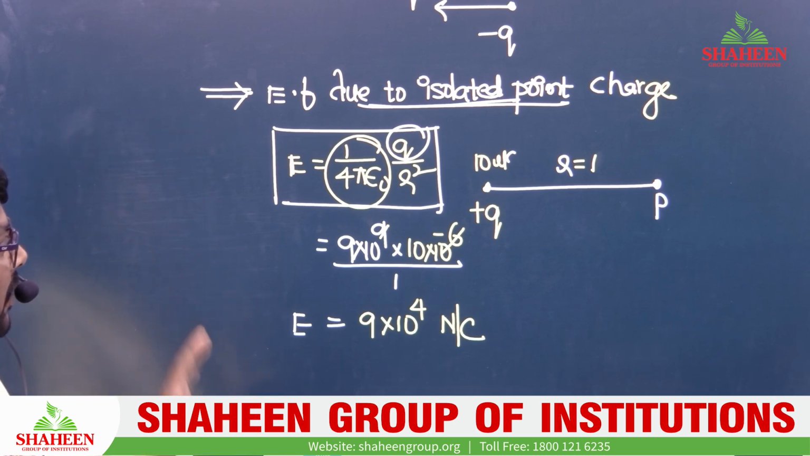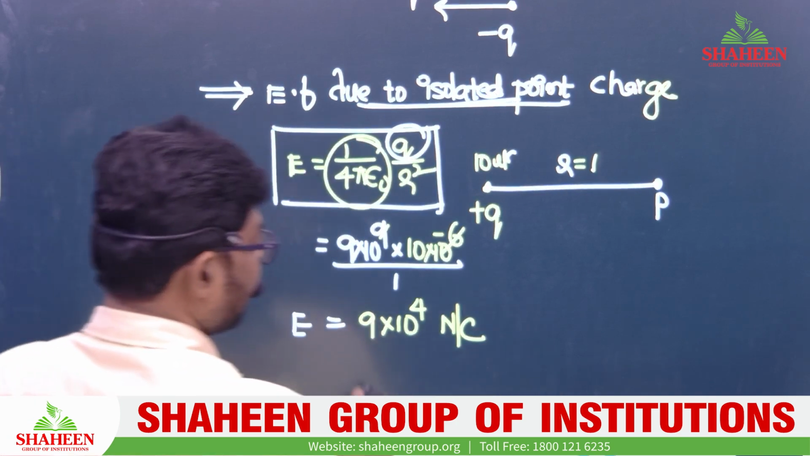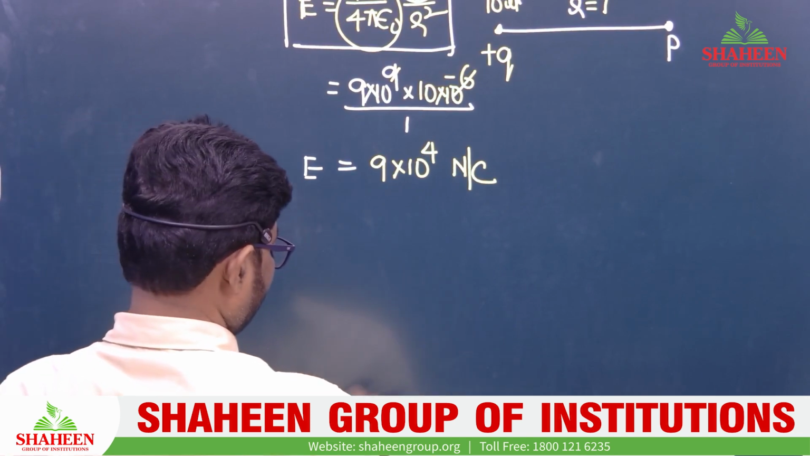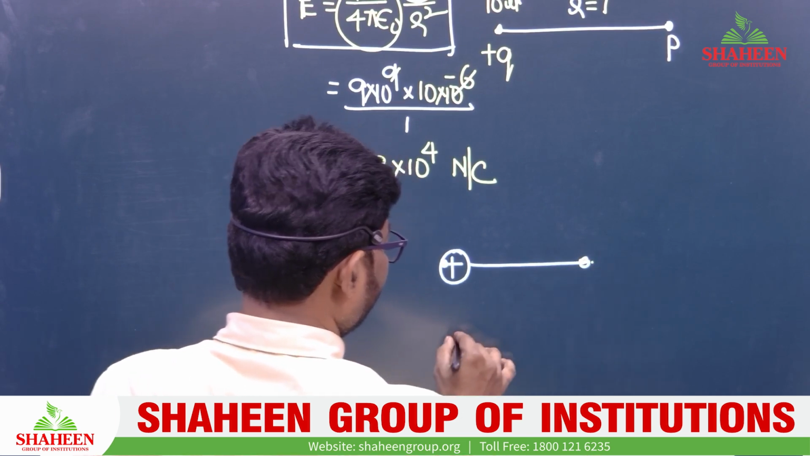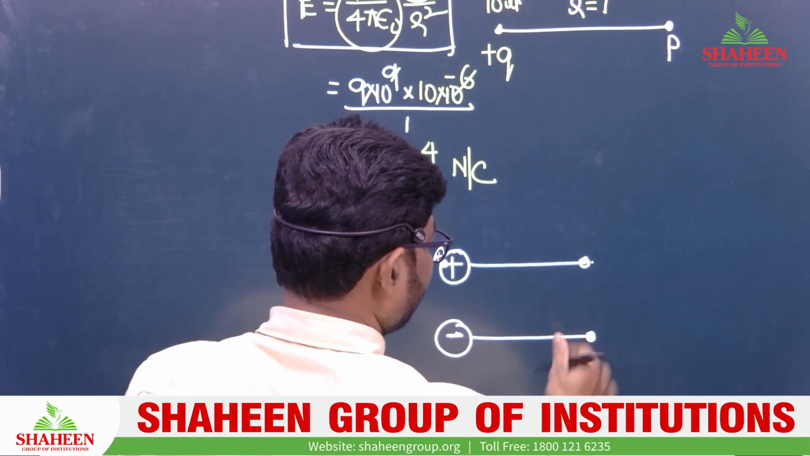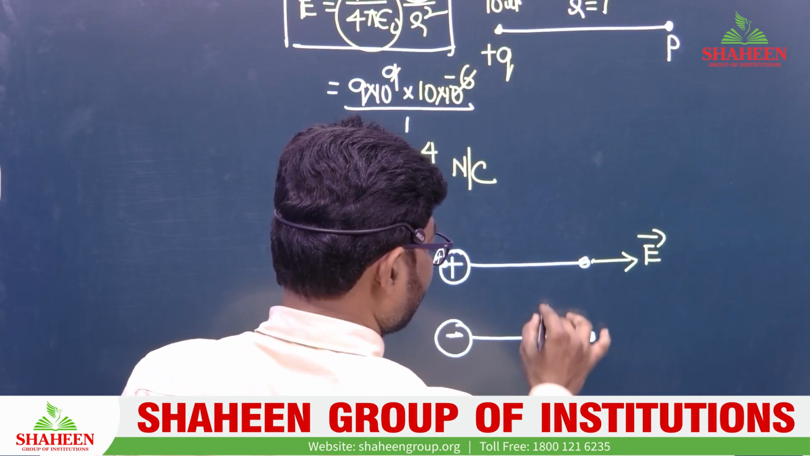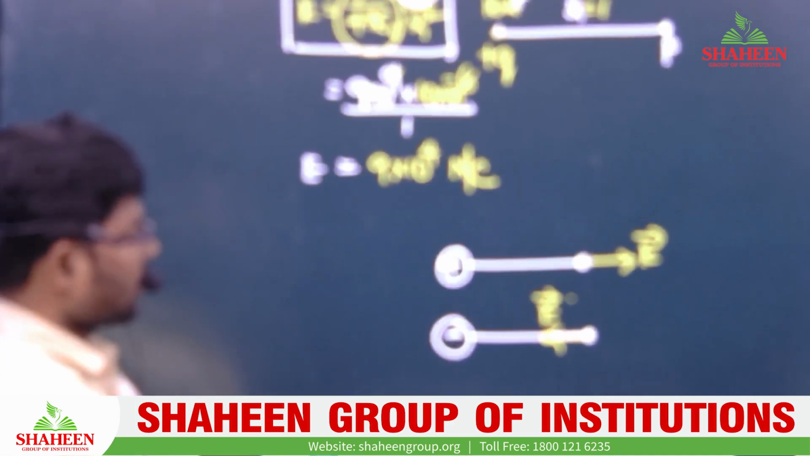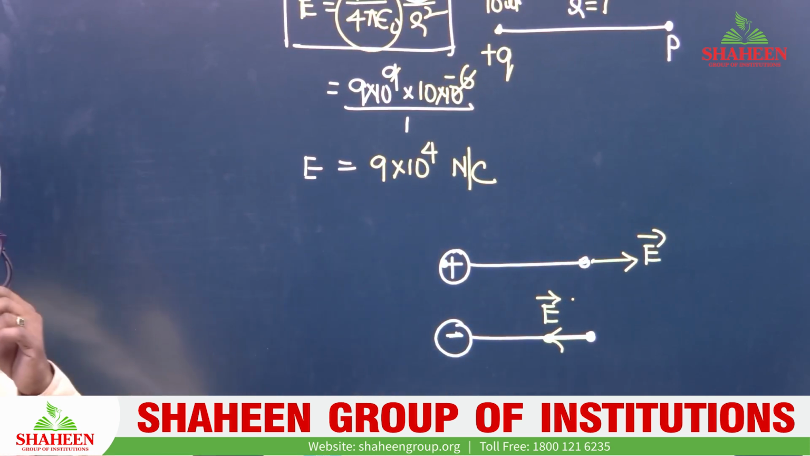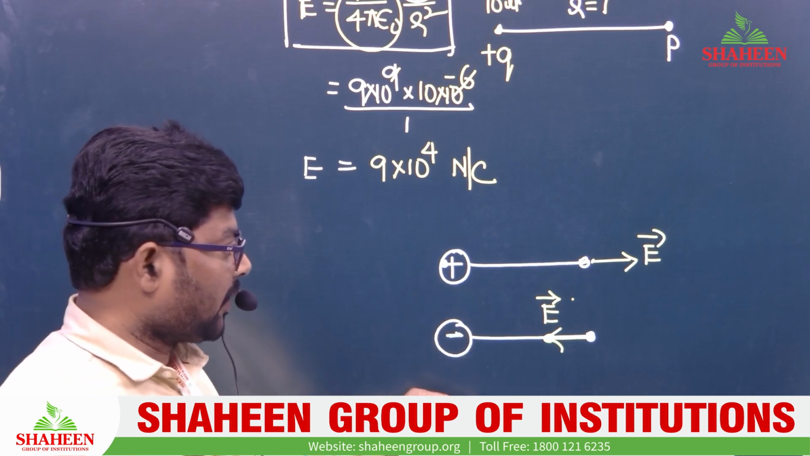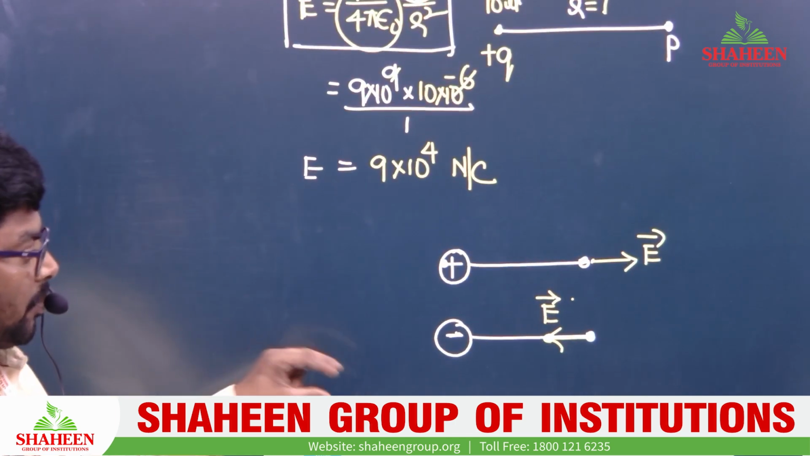So this is how to find the electric field due to an isolated positive charge. One more thing here: electric field at this point due to positive charge is away from the charge, due to negative charge it should be towards. Due to negative charge electric field is towards, due to positive charge electric field is away. The same thing is applicable as what I said previously.